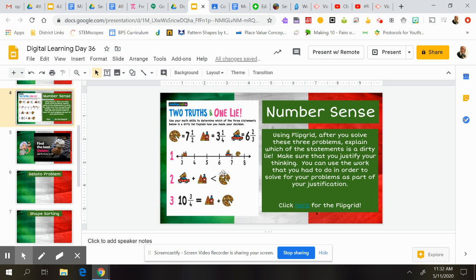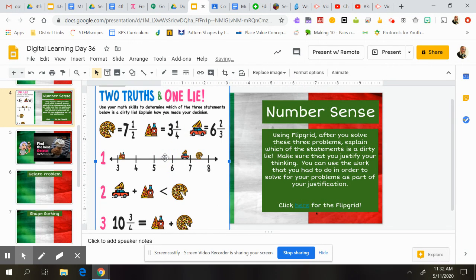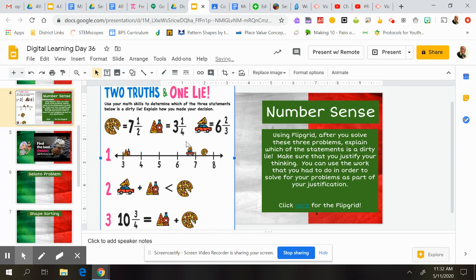All right, guys. So we've got two truths and one lie today. So you're going to use your math skills. I'm going to make this bigger so you guys can see it. Remember, you can always make it bigger on your screen too if that helps you as well. It says use your math skills to determine which of these statements below is a dirty lie. Explain how you made your decision.